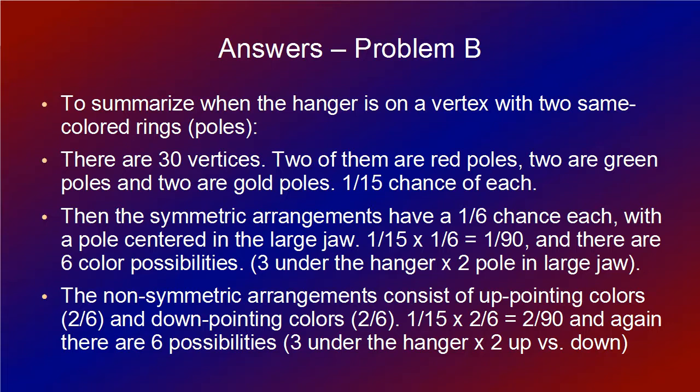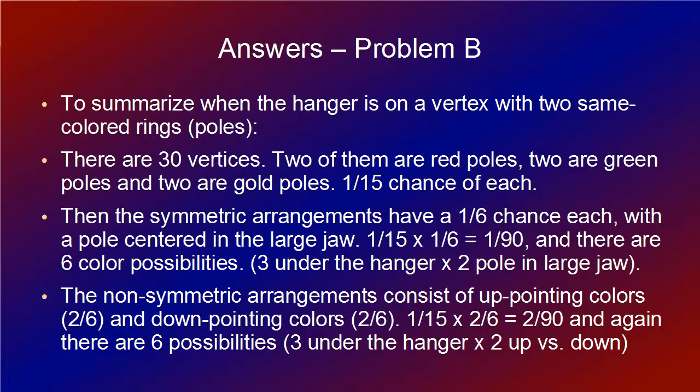There's a 1/15 chance of each. Then the symmetric arrangements have a 1/6 chance of each with a pole centered in the large jaw. 1/15 times 1/6 equals 1/90, and there are 6 color possibilities: 3 choices for colors under the hanger times 2 choices for pole colors in the large jaw.